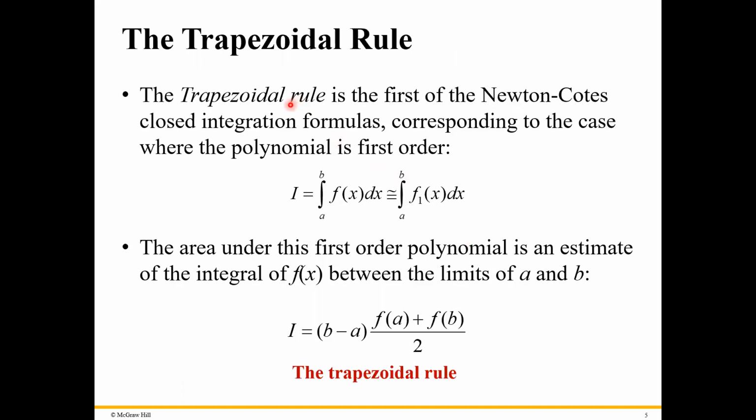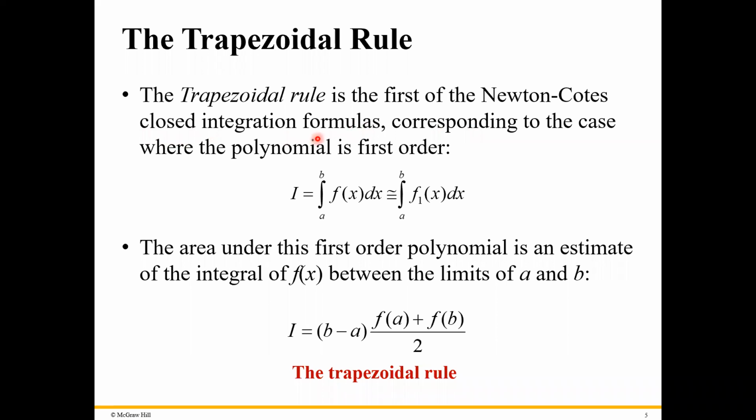So with this we can look at the trapezoidal rule. The trapezoidal rule is the first of the Newton-Cotes closed integration formulas. So we remember that we are looking at the closed integration formulas.